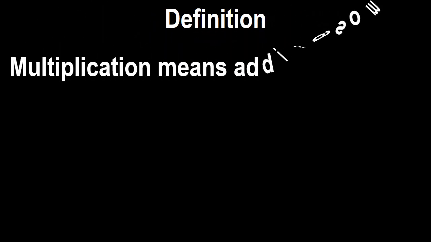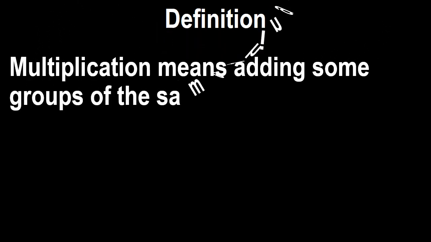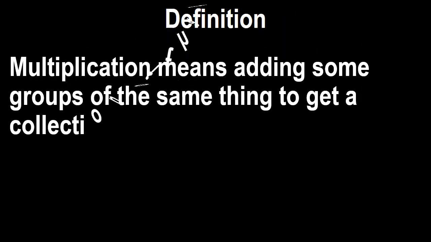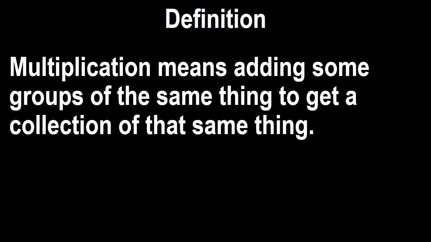Alright, let's recap on the definition for multiplication. We said multiplication means adding some groups of the same thing to get a collection of that same thing. And we also saw that the multiplication sign or symbol is just the addition symbol rotated 45 degrees. Okay?